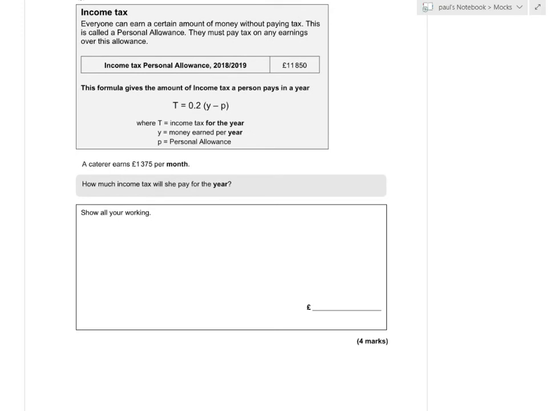Income tax. Everyone can earn a certain amount of money without paying tax. The formula gives the amount of income tax a person pays in the year. T is tax for the year. Y is the money earned. P is the personal allowance. So this person earns that. So 1375, that's a month. So we times that by 12. So 1375 times 12 is 16500.